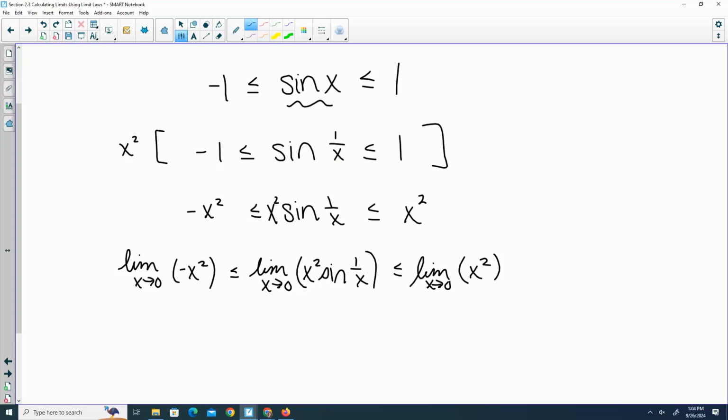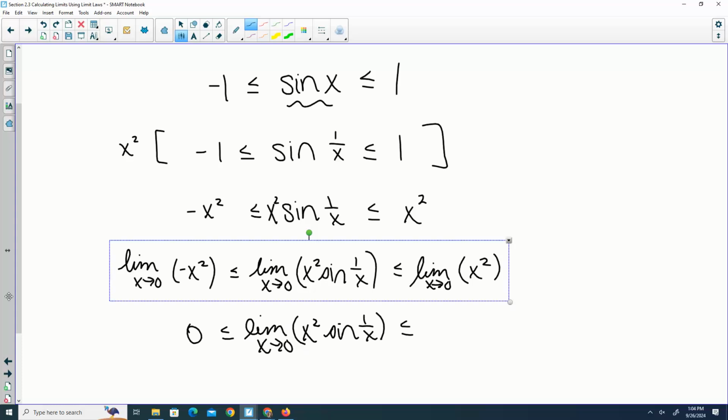Can you do the limit as x approaches 0 of negative x squared? What is it? 0, it's a polynomial. Okay, we can't do the limit in the middle. We knew that. That's why we were doing all this work. What's the limit as x approaches 0 of positive x squared? Okay, so I know my limit has to be bigger than 0 and smaller than 0. So what's my limit? 0.